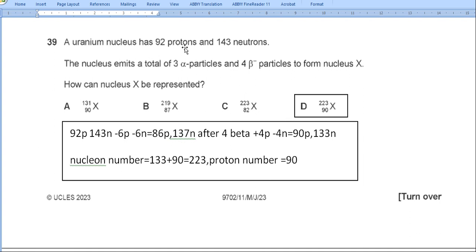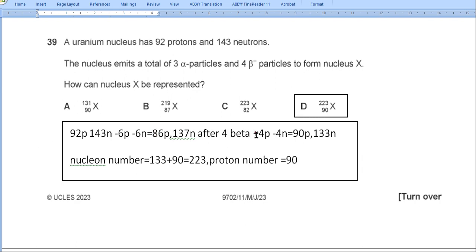A uranium nucleus has 92 protons and 143 neutrons. The nucleus emits a total of 3 alpha particles and 4 beta minus particles to form nucleus X. How can nucleus X be represented? So first we have 92 protons and 143 neutrons. So 3 alpha particles means we have minus 6 protons, minus 6 neutrons. So finally we have 86 protons, 137 neutrons.